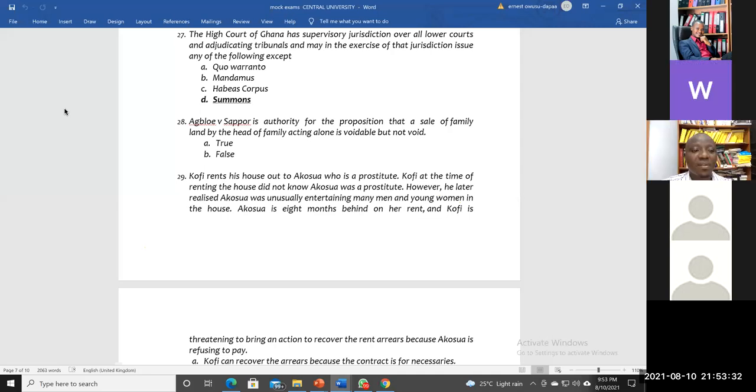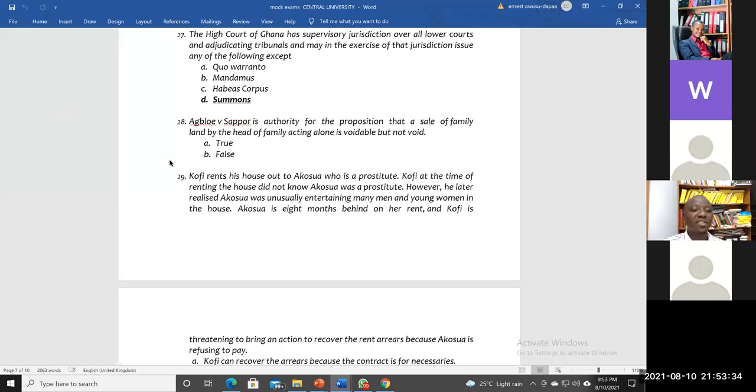Ninebe, have you abandoned your position? No, I've not abandoned my position. I think it is true because the law says that a sale of a family land must be done by the head of the family, and it should be with the concurrence of the principal members of the family.